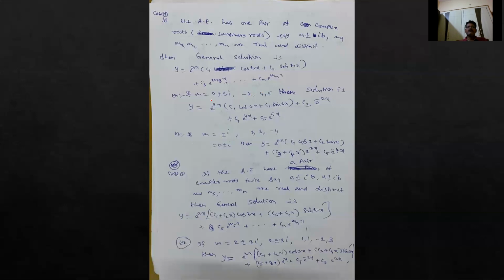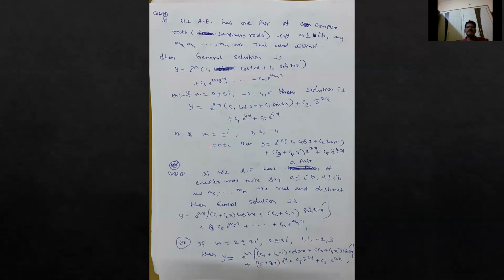For example, if the roots are m is equal to 2 plus or minus 3i, -3, 4, 5, observe here, it is one pair of complex roots. 2 plus or minus 3i is one pair of complex roots. So we can write the solution y is equal to e power 2x into (c1 cos 3x plus c2 sin 3x). And again, all these are real and distinct, so you can write c3 e power minus 3x plus c4 e power 4x plus c5 e power 5x.